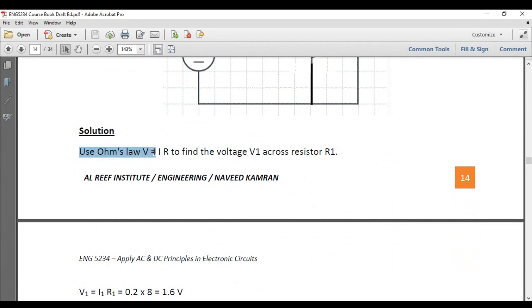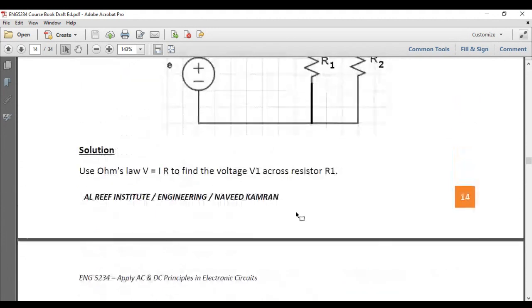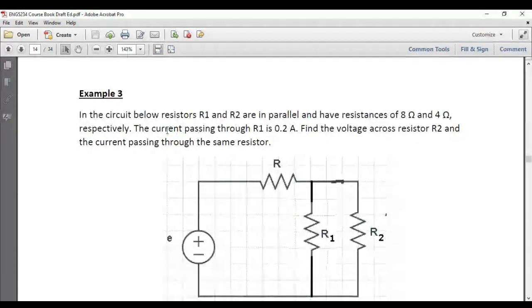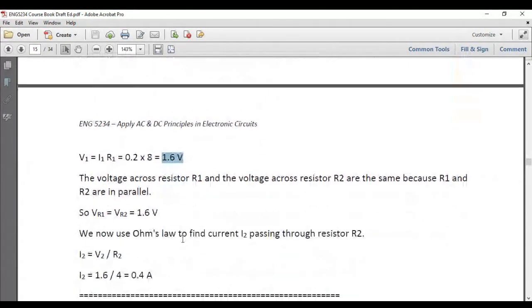The solution says to use Ohm's law to find the voltage on V1. It's easy to find the voltage on V1 because we have more data about it. So simply V1 is equal to I1 times R1, 0.2 times 8. Now what is 0.2? It is the current. The current passing through resistor R1 is 0.2, and 8 ohms is the R1 value. Simply multiply and you will find V1 as 1.6 volts.